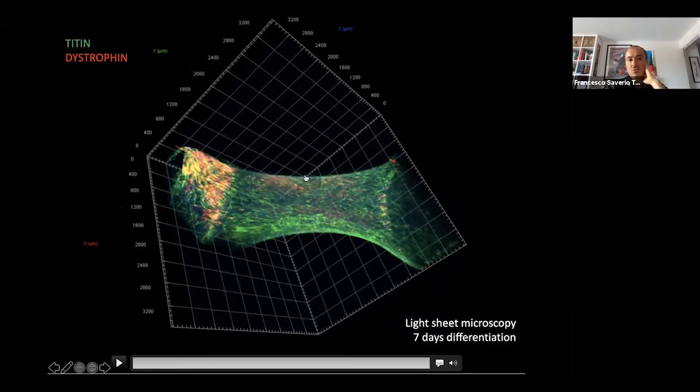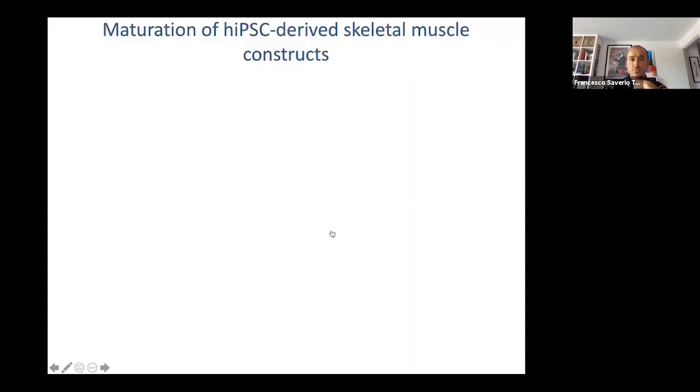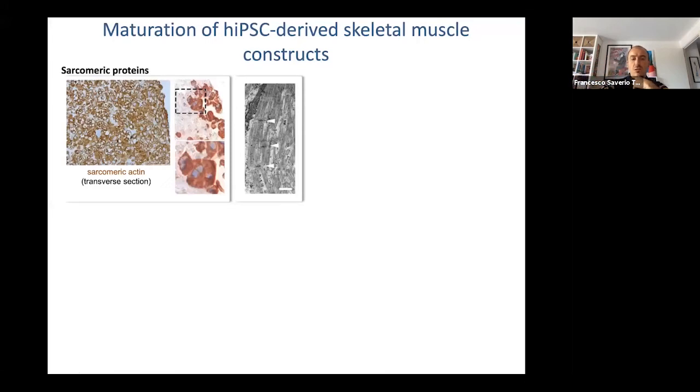And you also see dystrophin, which is another late marker of myogenic differentiation, starting to be expressed by around day 7 of differentiation, mostly at the poles of these 3D constructs. We did quite a lot of other experiments to look at maturation of those artificial muscles, looking at sarcomeric actin. As you can see here, these nice little fibers full of sarcomeric actin with multiple nucleation inside in transverse section. There are rudimentary sarcomeres already formed around day 7.